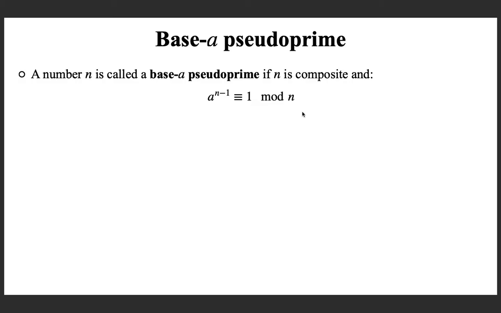And note that if n is prime, this equation is always true. That is what we know from Fermat's theorem. But satisfying this equation is not sufficient to conclude that n is prime. If n is prime, it is a necessary condition but not a sufficient condition.